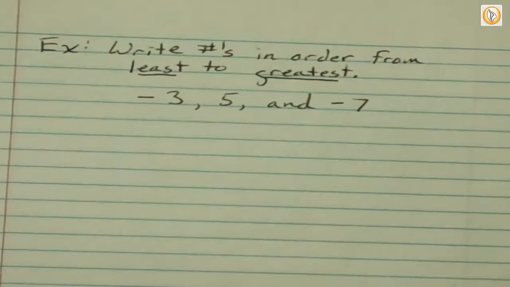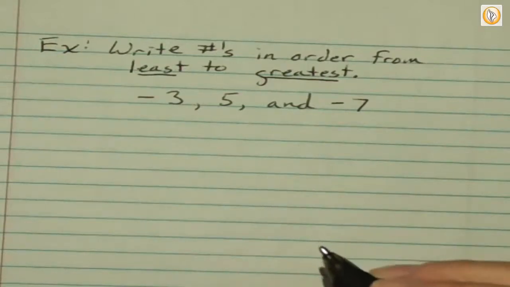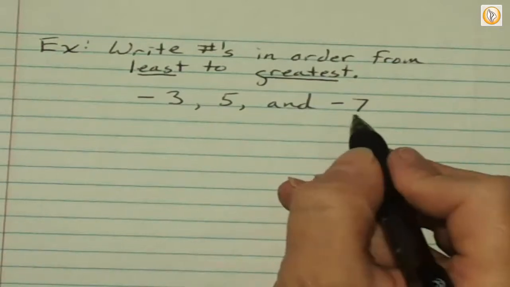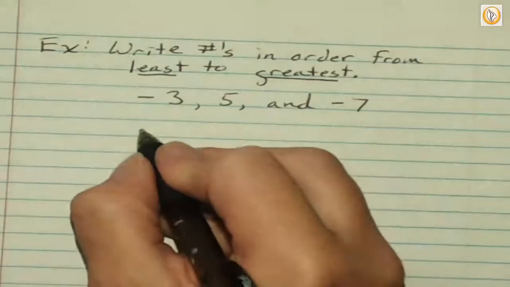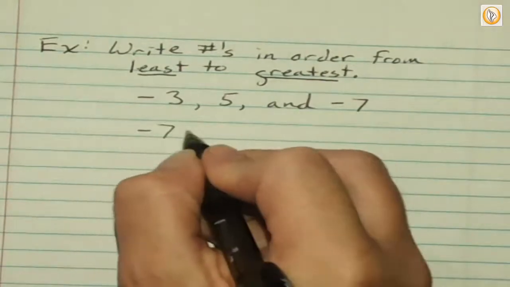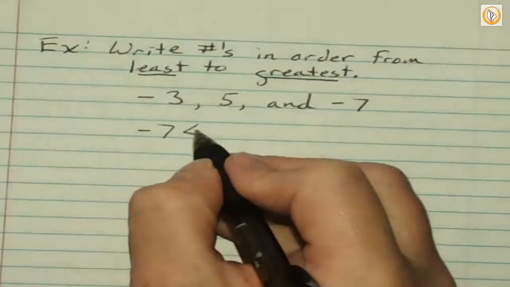Which one? Raise your hand if you can tell me which is the least of the three. Joseph, -3. Look again. -7. There you go. -7 is your smallest number out of this whole group. So you would write it as -7, and then there's your least to greatest sign.